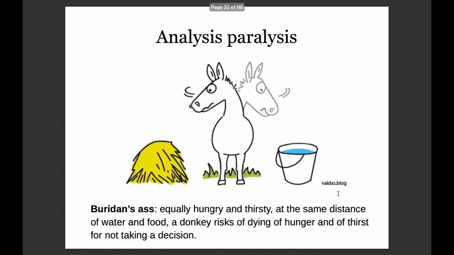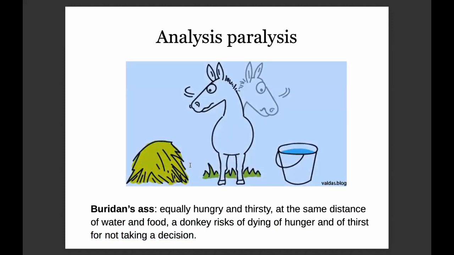Since ancient Greek philosophy, it was known that if we take a completely rational perspective over decision making, then we end up with analysis paralysis, the paralysis caused by the need of performing an analysis. Equally hungry and thirsty, at the same distance from water and food, a donkey risks dying of hunger and of thirst for not taking a decision. I mean, I'm there. So how and what should I choose? In order to decide what is the best, I could end up not doing anything.